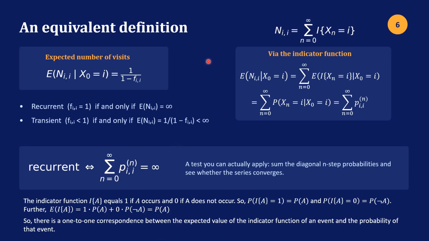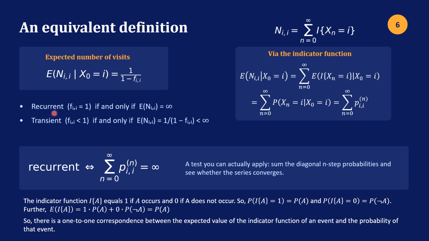We have alternate definitions of transient and recurrent on this slide. They're both based on expectation, but we're going to compute the expected value of the number of visits two different ways. So here, we're just using the known formula for the geometric distribution, and that's just 1 over 1 minus f sub I.